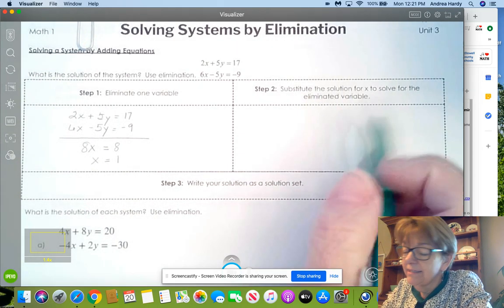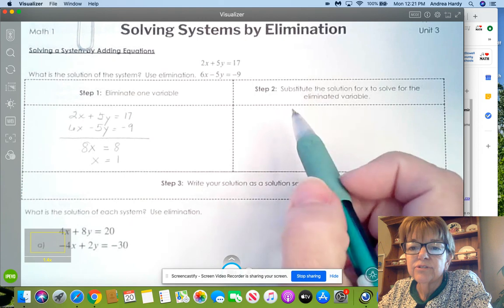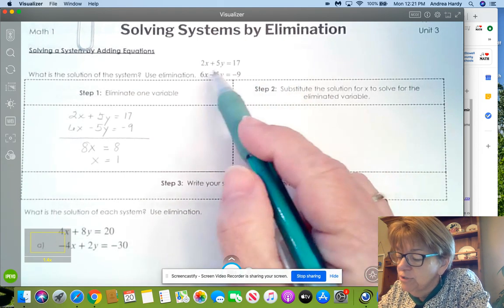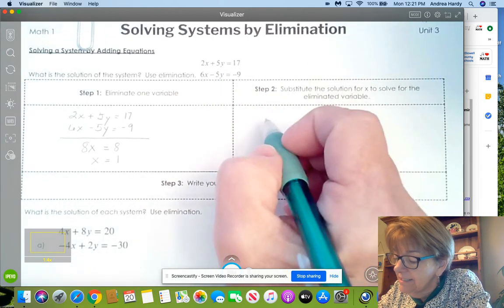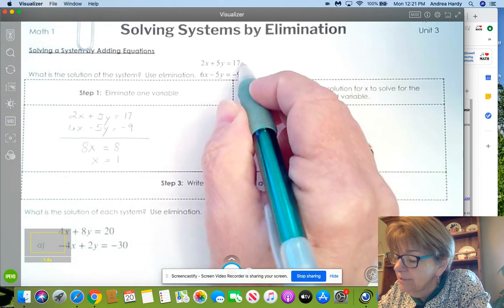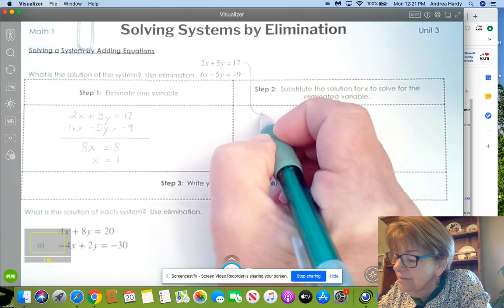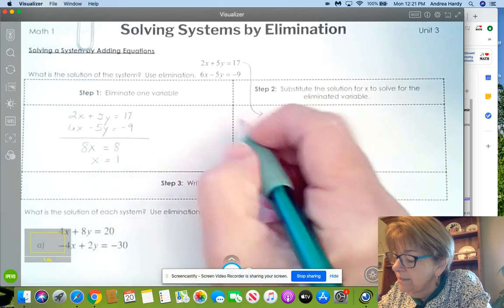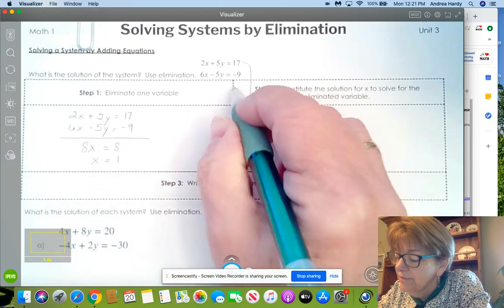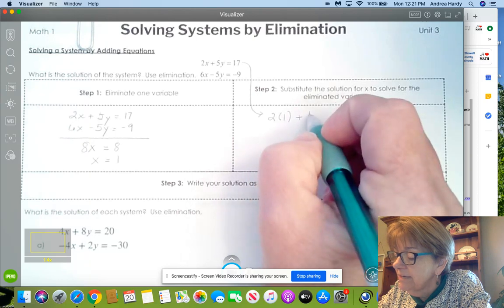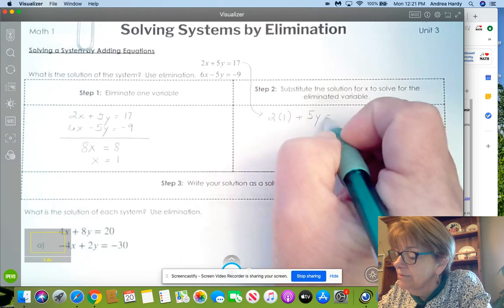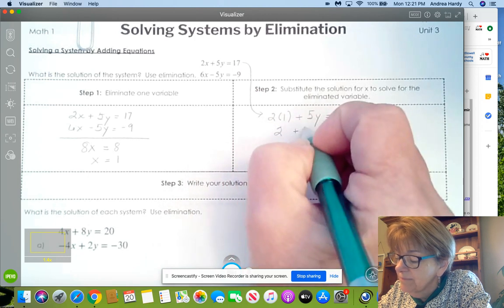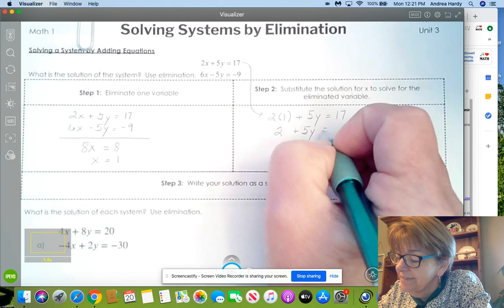Now, that is my first step. I eliminated it. Over here, it says substitute the solution for x to solve the eliminated variable. So I'm going to substitute it in one of these. It doesn't matter which one. I'm going to substitute it into the first one. 2 times, instead of x, I know that x is 1. I'm going to finish out my equation. Plus 5y is equal to 17. 2 times 1 is 2, plus 5y is 17.